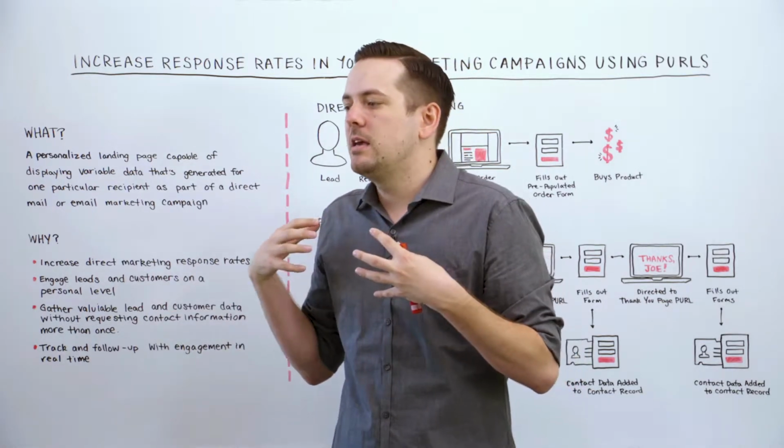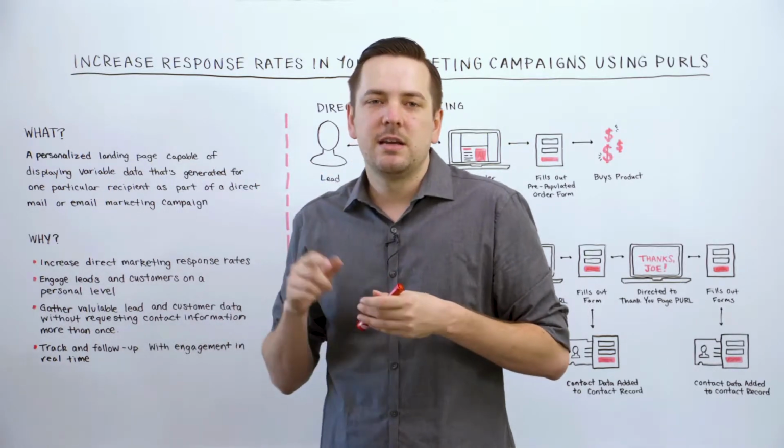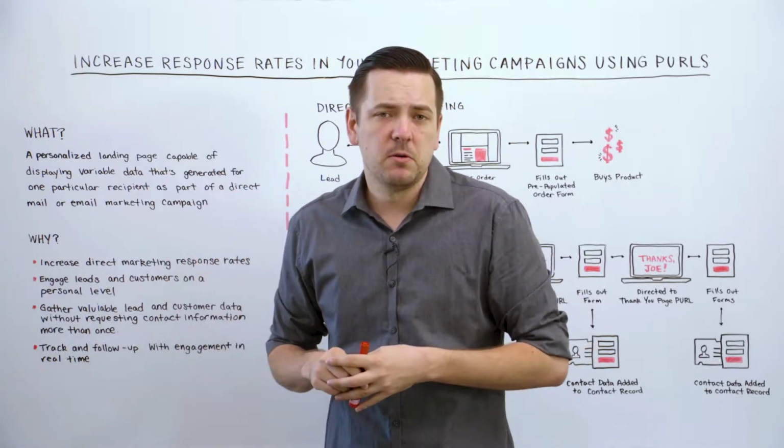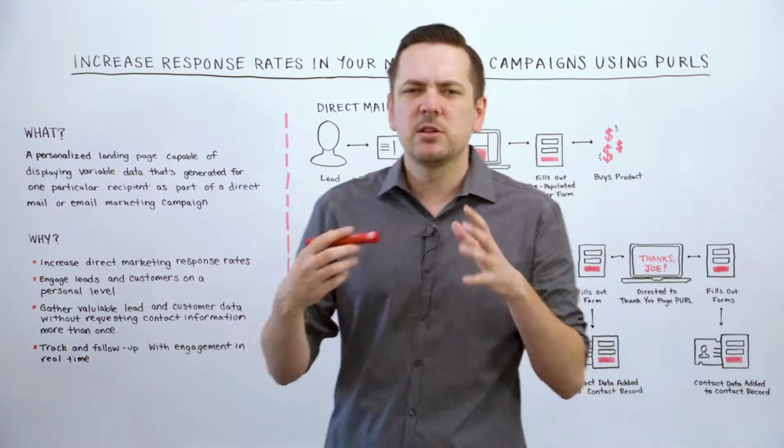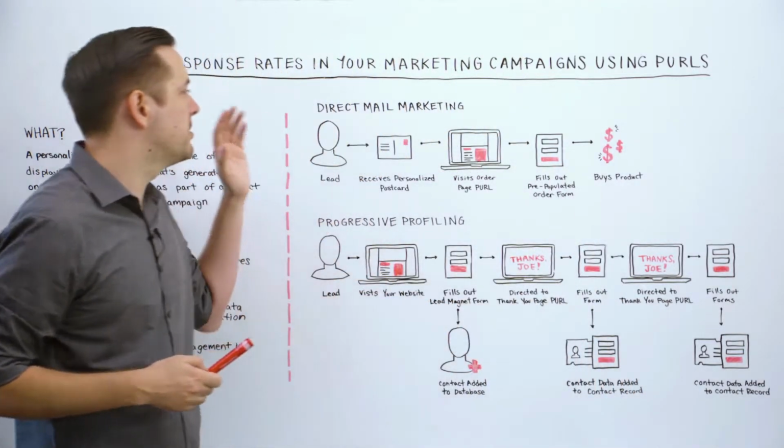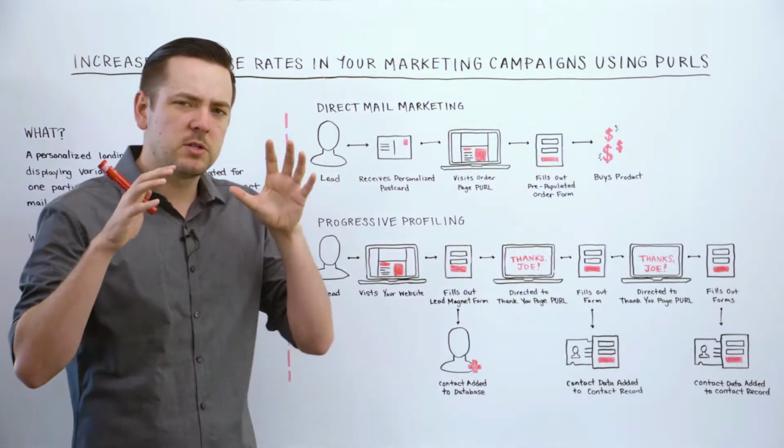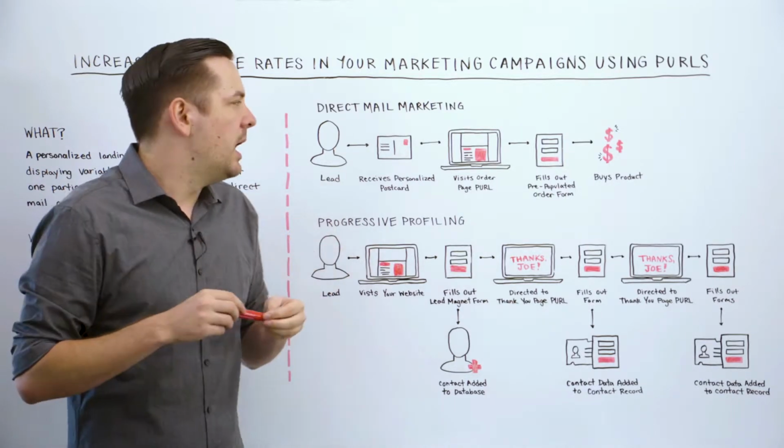So you can do things like, if you send them a link to your sales page, they click on it, put them on a more aggressive sales follow-up sequence. All right, let's take a look at some examples. So the first one we've got here is direct mail marketing. This is kind of the most common way that people are using this.